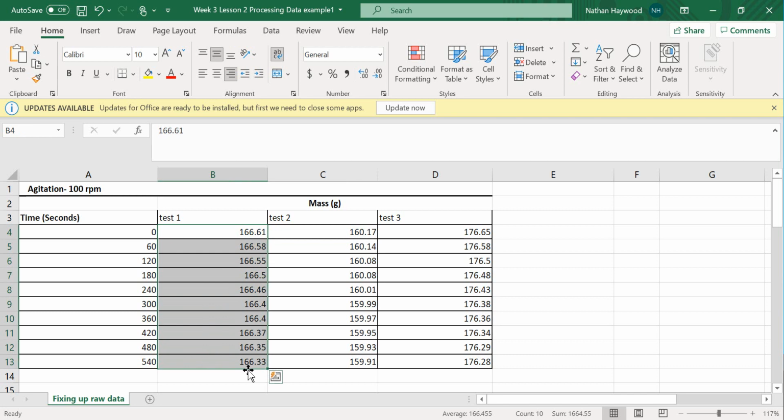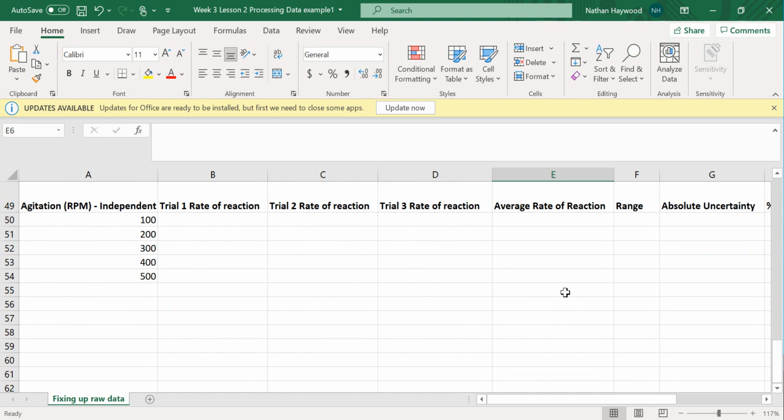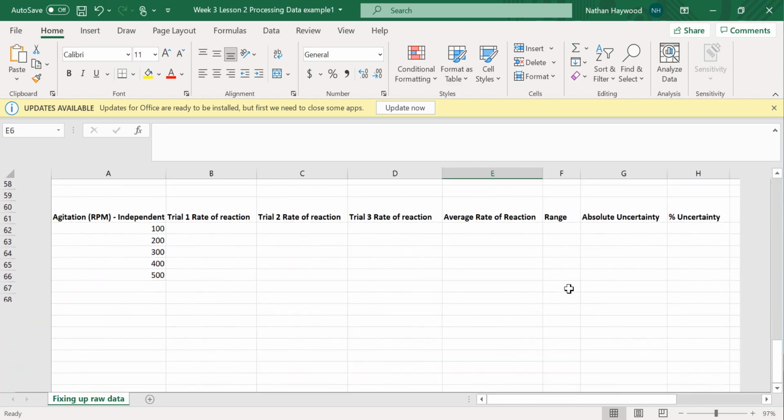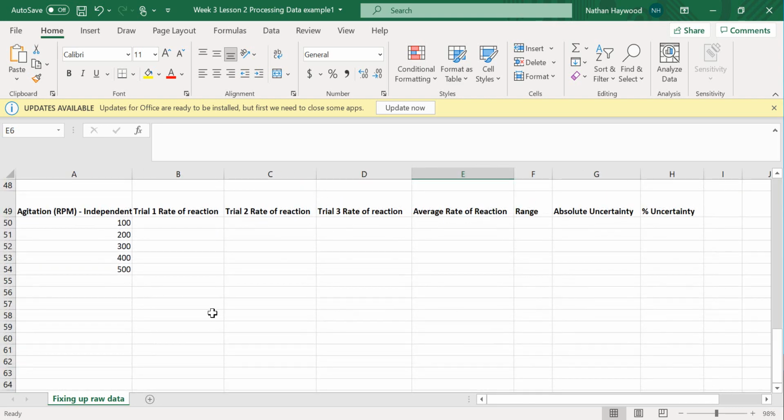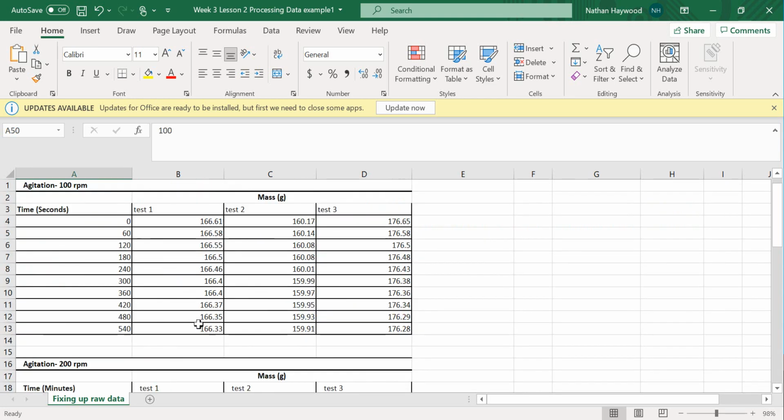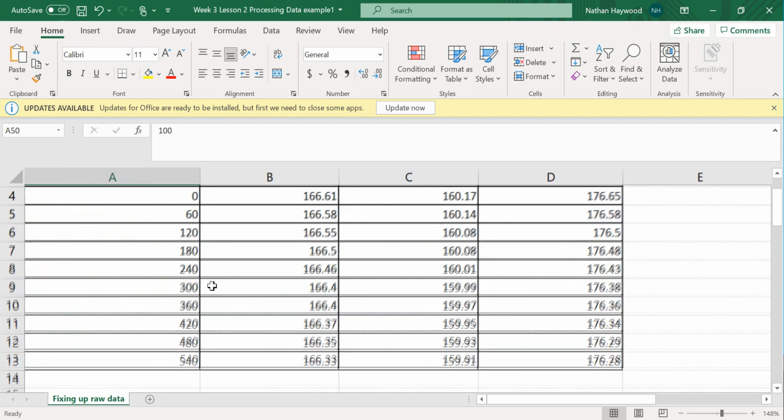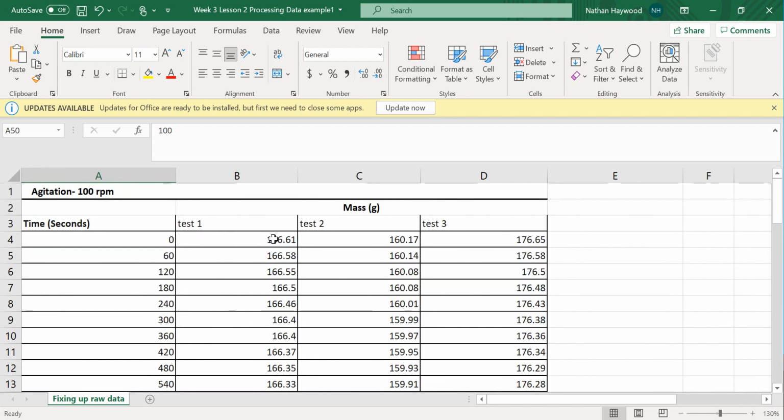You can see the mass went down. And so I'm going to fill out this summary table down here. So if you're doing this at home, I suggest first creating this summary table. We're going to look at trial one and calculate the rate of reaction for 100 RPM. So if I look at this table, here's trial one.